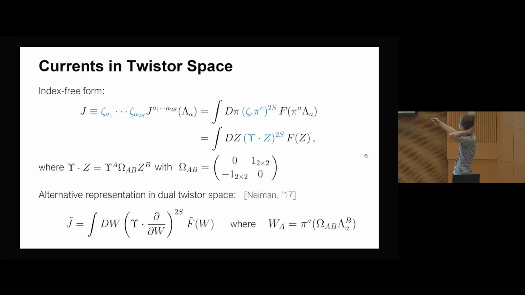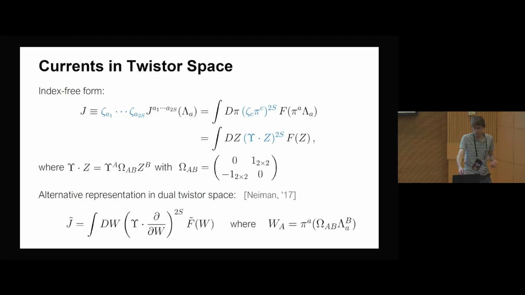And then we get the first line here. And secondly, we can do a change of variables from these pi coefficients to this twistor set, so that we just directly integrate over the twistor. And secondly, we also define this spinor upsilon in such a way that this product of upsilon dot twistor coincides exactly with this contraction of zeta dot pi.